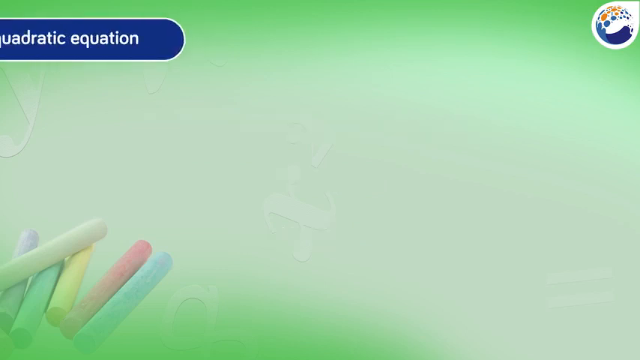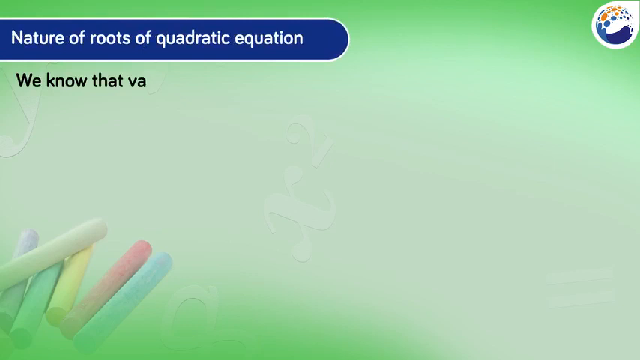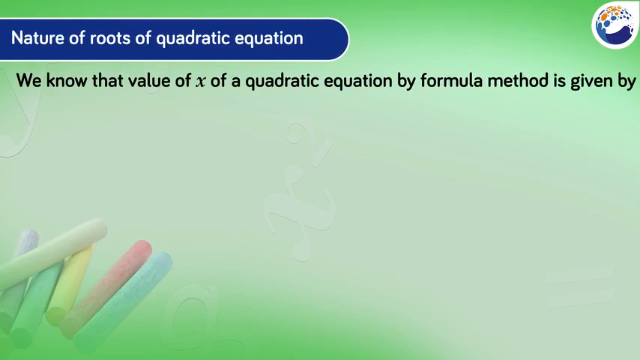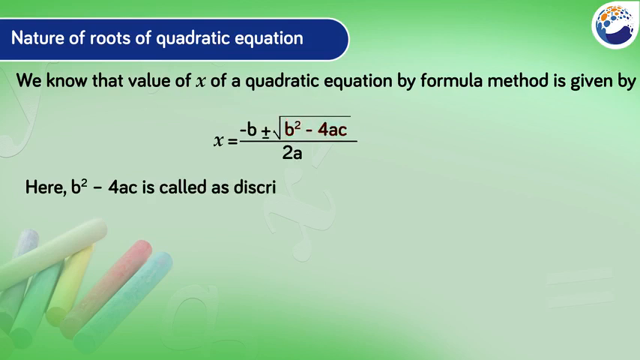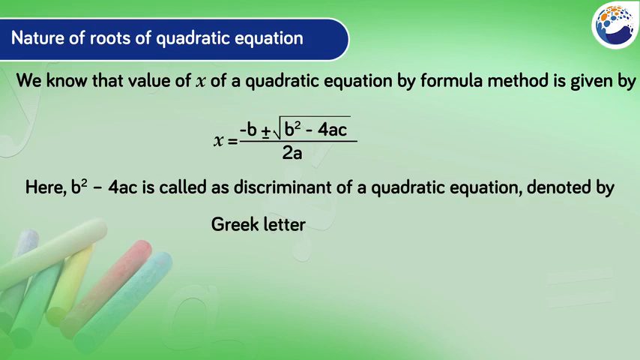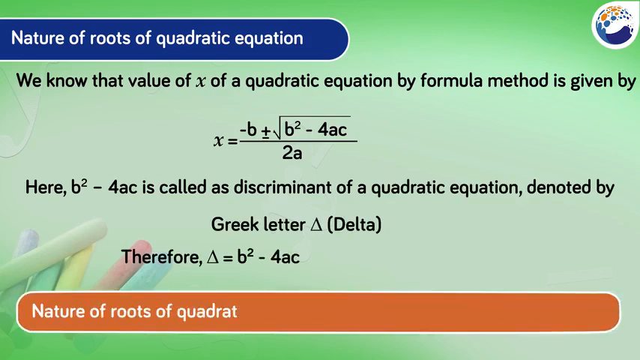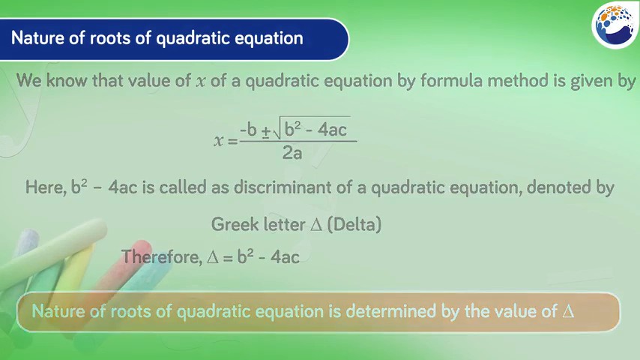Nature of roots of a quadratic equation. We know that the value of x of a quadratic equation by the formula method is given by x = (-b ± √(b² - 4ac)) / 2a. Here, b² - 4ac is called the discriminant of a quadratic equation, denoted by the Greek letter delta. Therefore, delta = b² - 4ac. Hence, the nature of roots of a quadratic equation is determined by the value of delta.